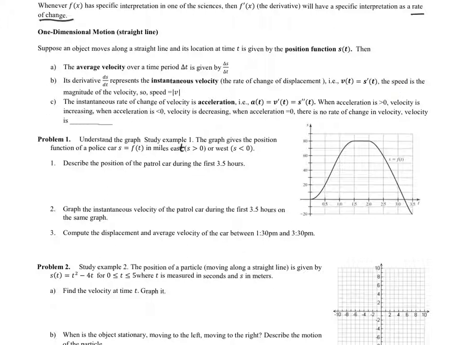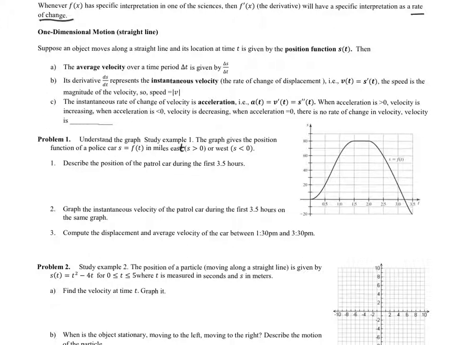Now the speed is different from velocity. Speed doesn't have direction. Velocity has direction. So the speed is the absolute value of the velocity. If you have a positive velocity, that means you are moving forward. If you have a negative velocity, that means you're moving backward. Speed is always going to be non-negative.